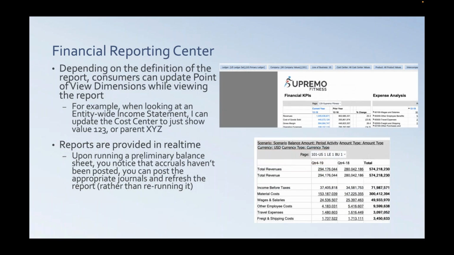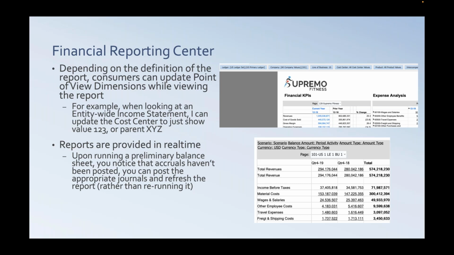Now, depending upon the definition of the report, and this is where we start getting a little bit cool, we can actually have the consumers of the report change what they can see. So I could define, and let's take a look at, as we look at these graphics, I can define a report to say, show me an income statement for all companies, all cost centers, all departments, all whatever. I can define it that way, and every time I look at it, we'll go in to show all companies, all cost centers, all product values.